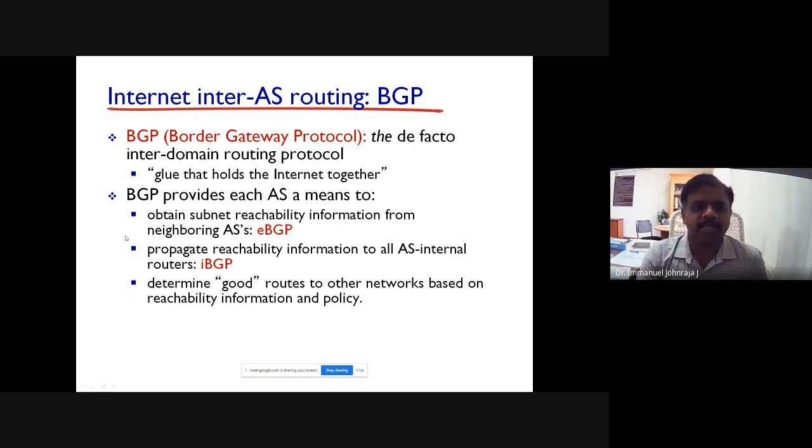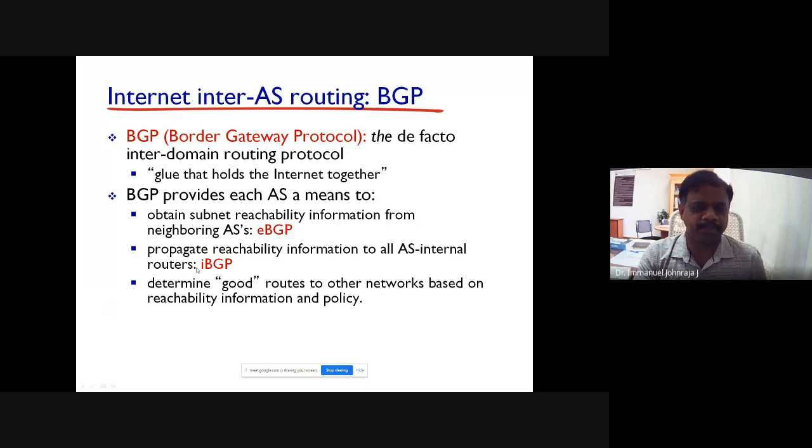It is the de facto inter-domain routing protocol, in other words, the inter-autonomous system routing protocol. It glues the internet. That's very, very crucial. Otherwise, the autonomous systems would stay as separate entities, and it is BGP which connects them.